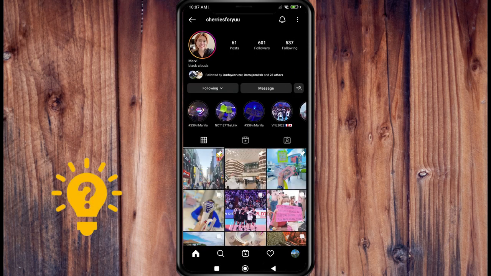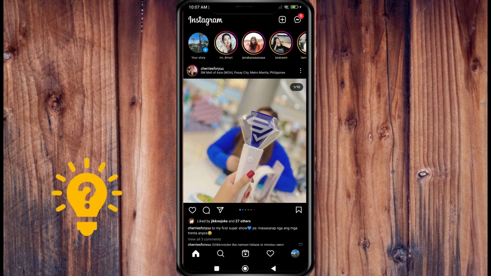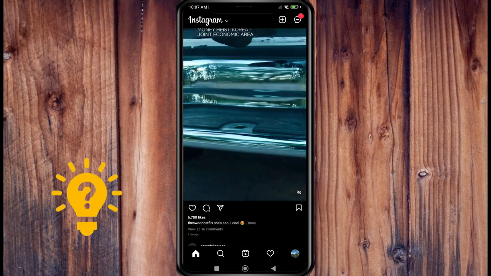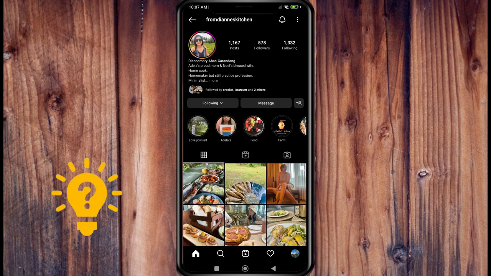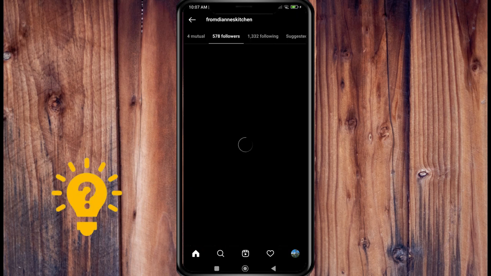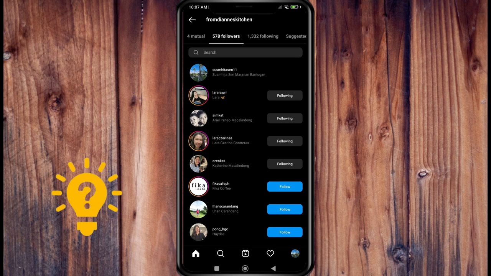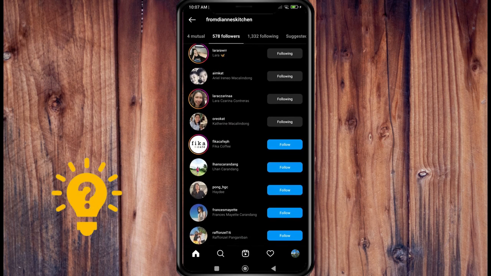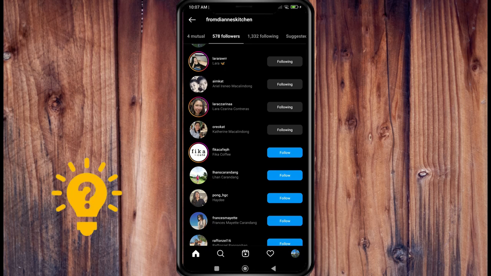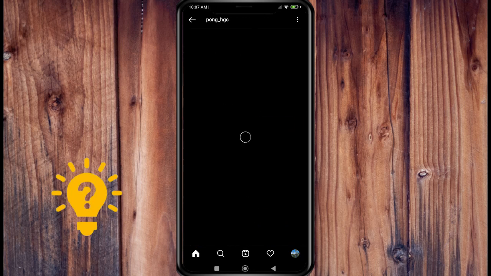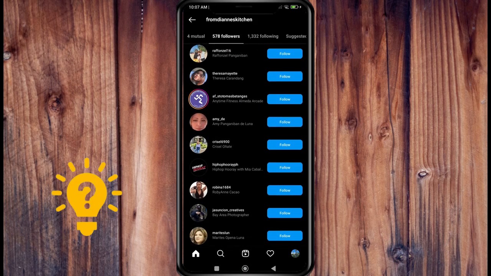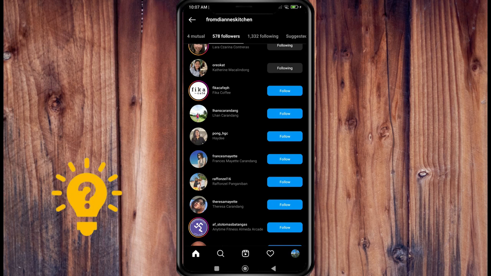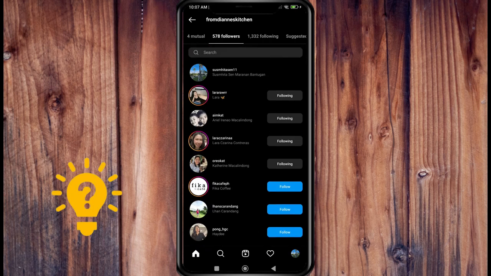So if I get out of here and I go to somebody that I know more, so for example this one, then I hit followers. At the top are going to be all the people that I'm already following. As you can see, all my friends, and then if I keep scrolling down, it will be the people that I'm less likely to know, all the way down to people that I probably would never interact with.